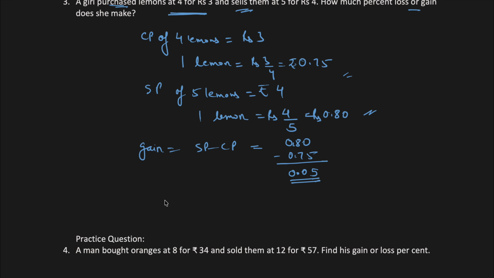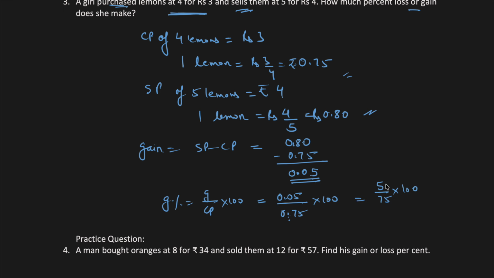Now let's calculate gain percentage, which is gain by CP into 100. So put it over here, 0.05 by 0.75 into 100. Two decimal places in both numerator and denominator cancel out. So you will get 5 by 75 into 100.